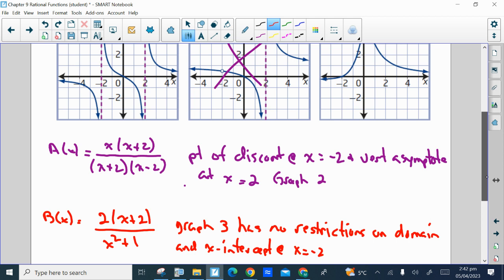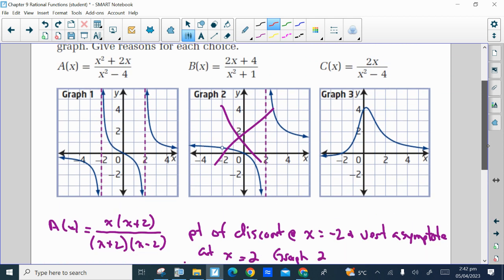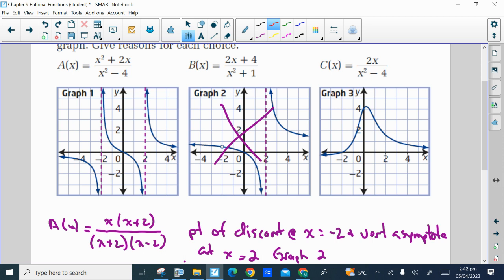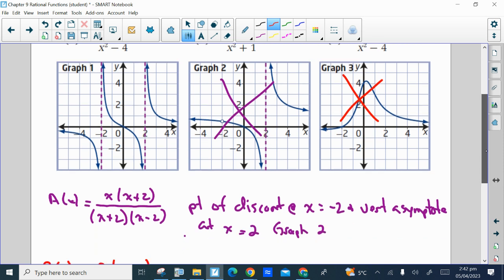You could also confirm the y-intercept. That's when x is 0. You're going to get 4 over 1, which is 4. That matches the graph as well. So lots of reasons why that second equation works for graph number 3. So that means c of x must match graph 1.